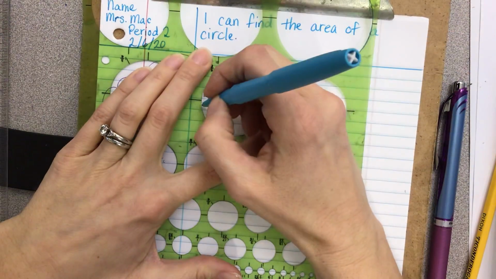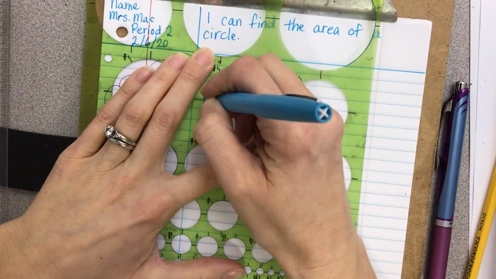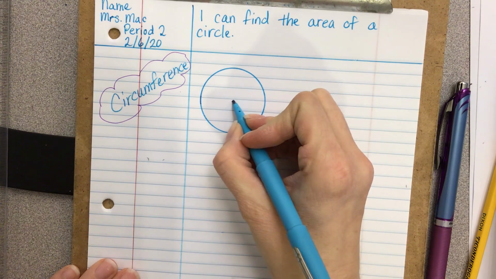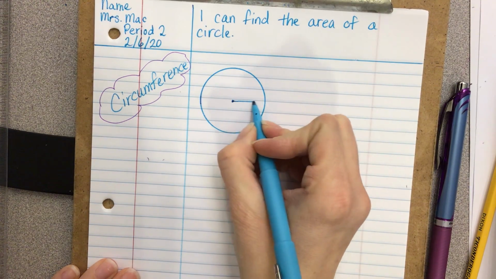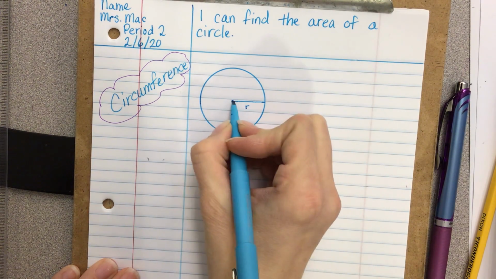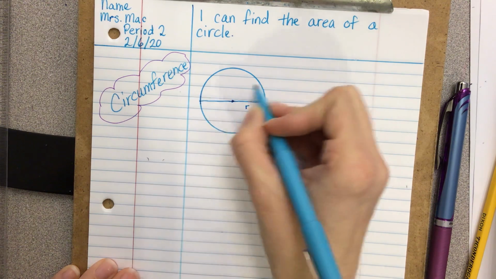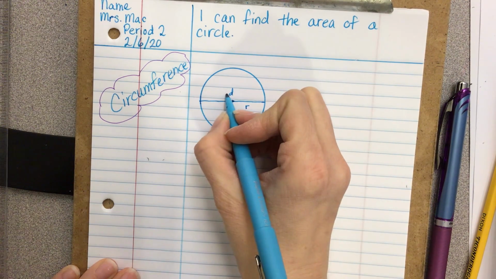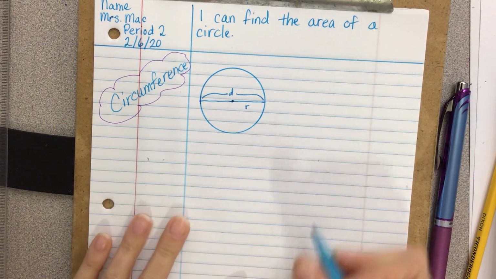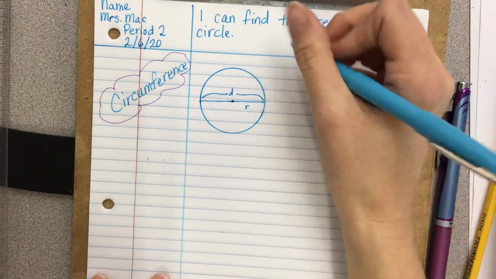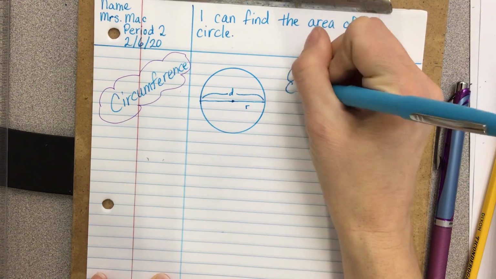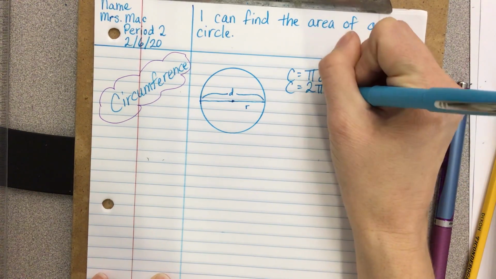Okay, I'm going to put a circle in here. Now the distance from the center of your circle to the outside edge is the radius. Okay, we use a lowercase r for that. And then if it's the distance all the way across, that is the diameter. So from here to here, okay? So there are two formulas for finding the circumference. There's circumference is equal to pi times diameter, and there's also circumference is equal to 2 pi r.